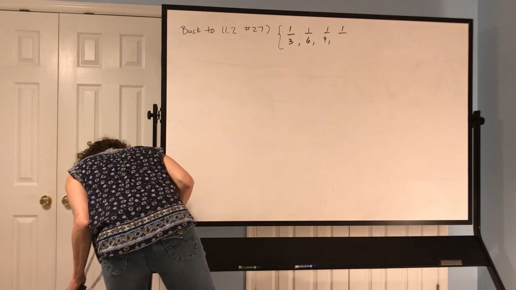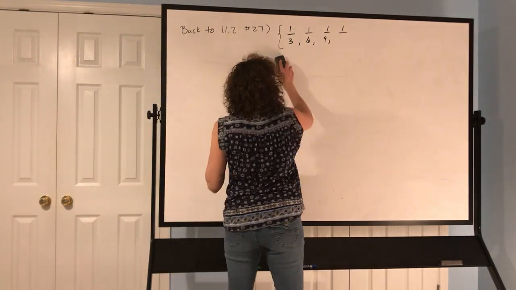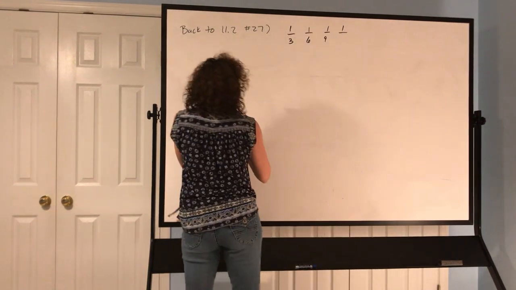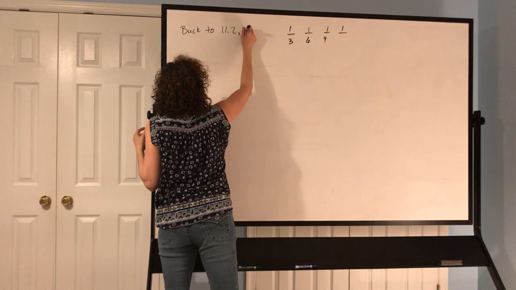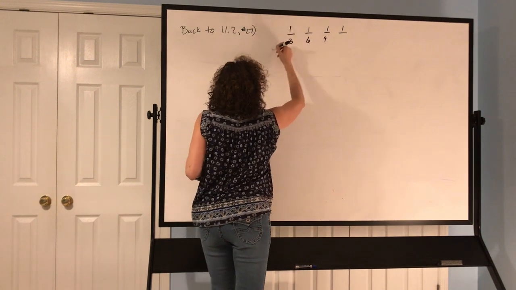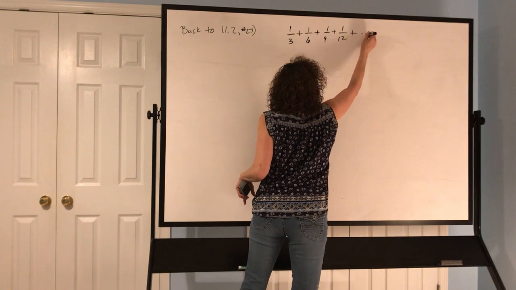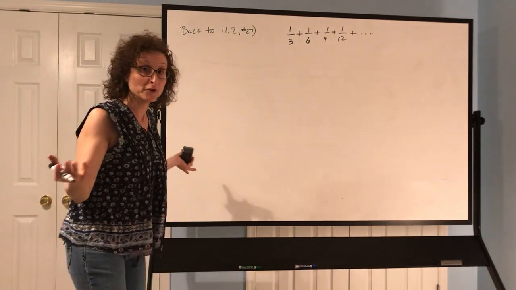Is that what I'm doing? No, right? I was saying plus, and I'm writing a sequence. I'm thinking sequences and not series. Okay, good. Let's see how easy it is. This is 11.2, number 27, which is going to be 1/3 plus 1/6 plus, not the sequence where I was listing out the terms.